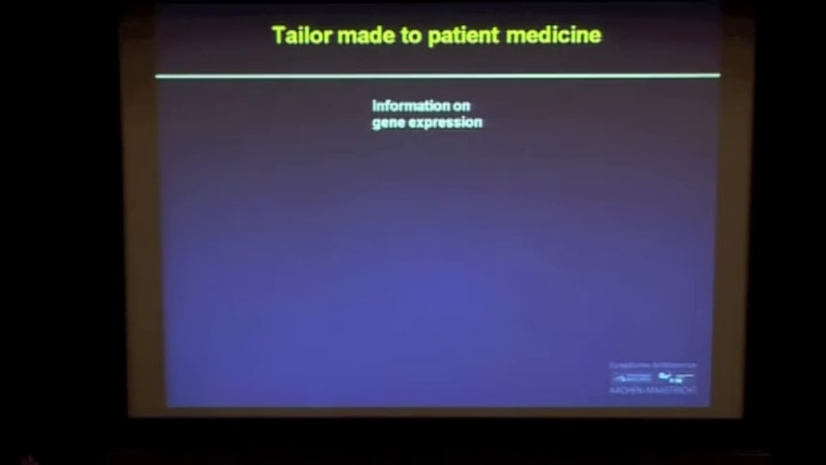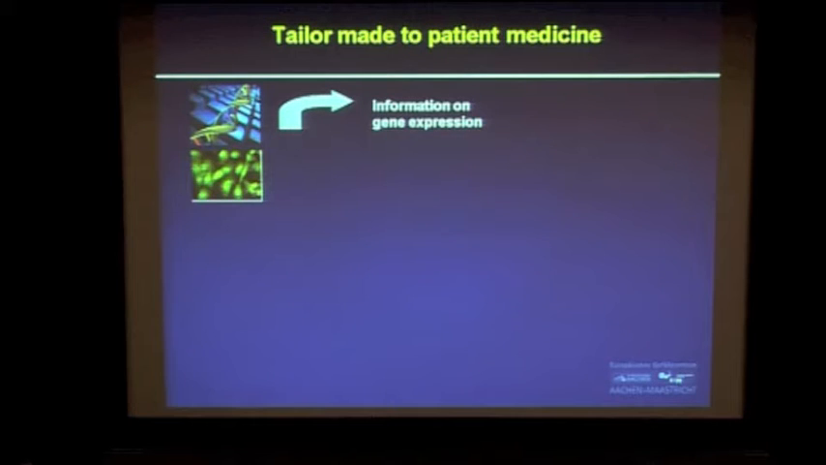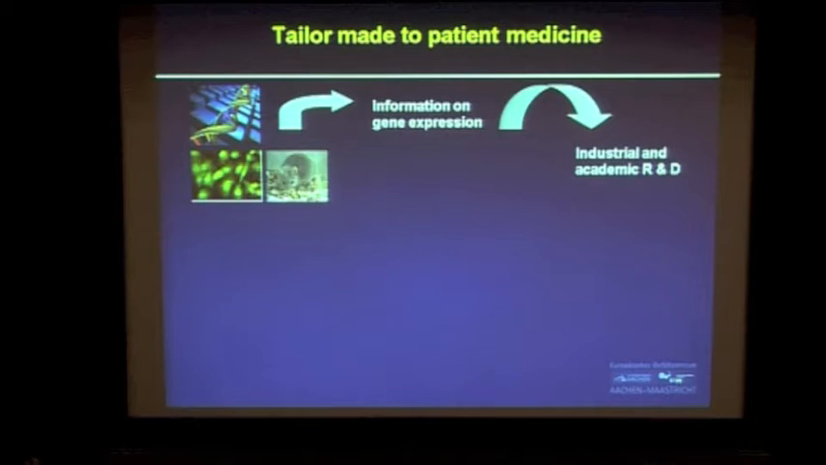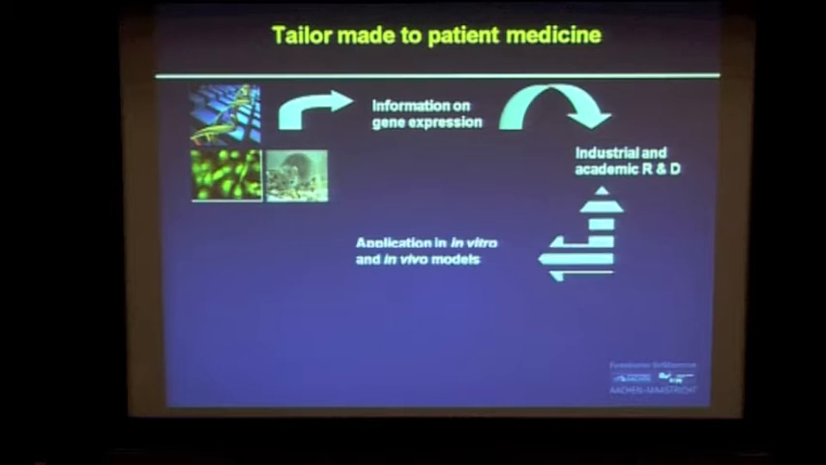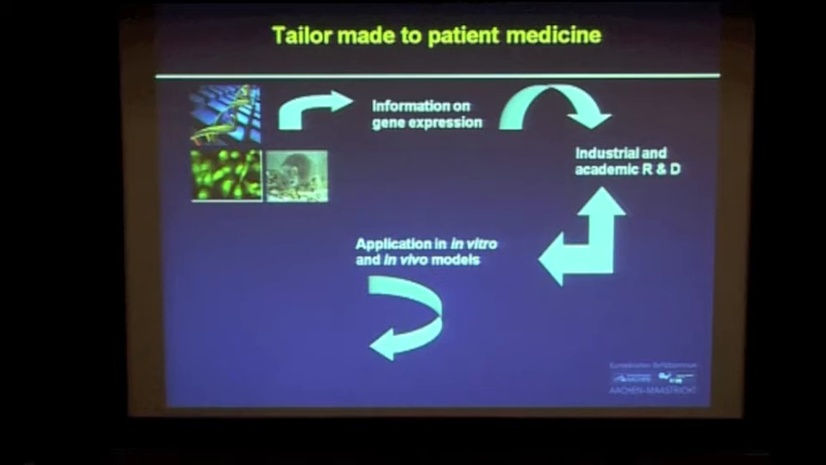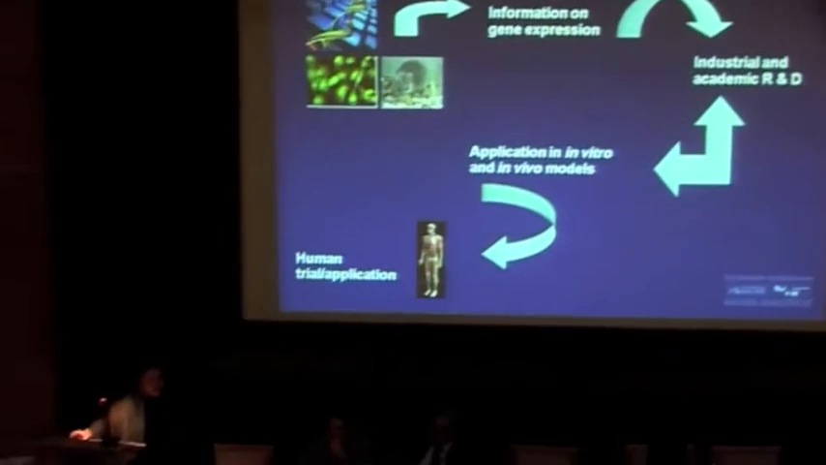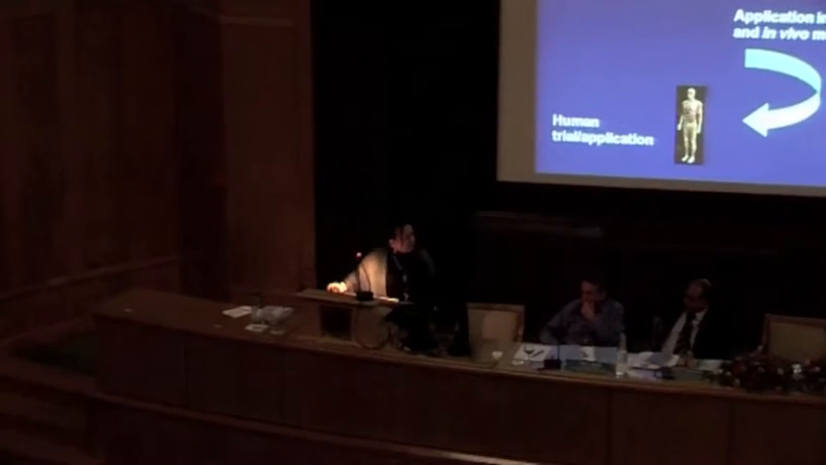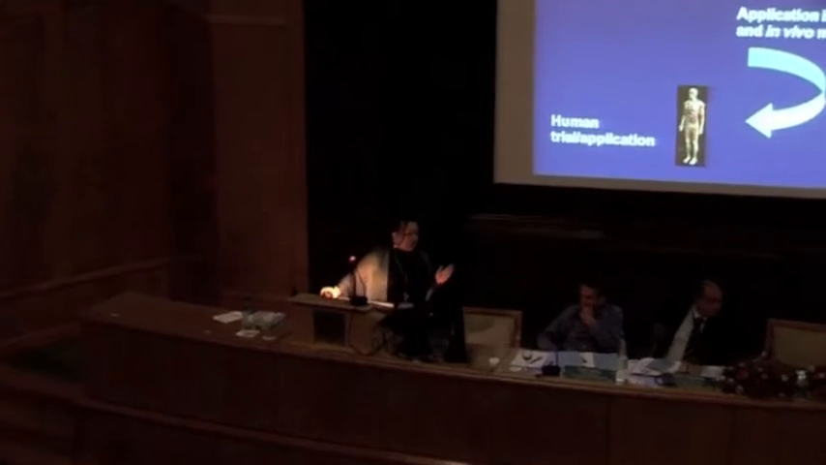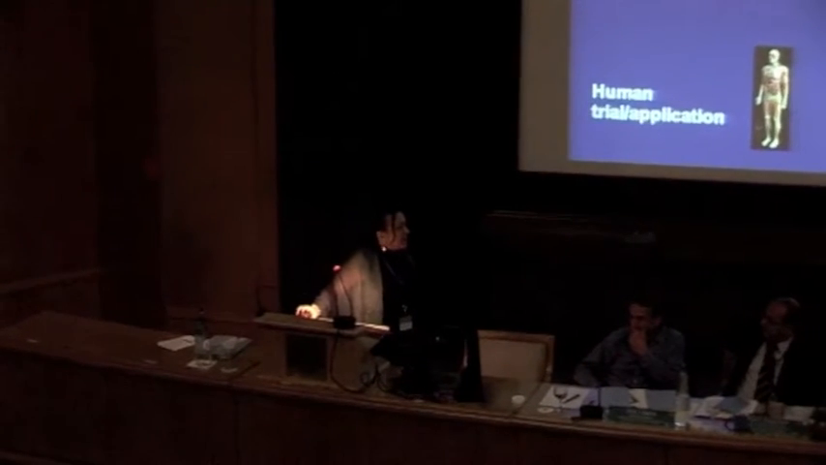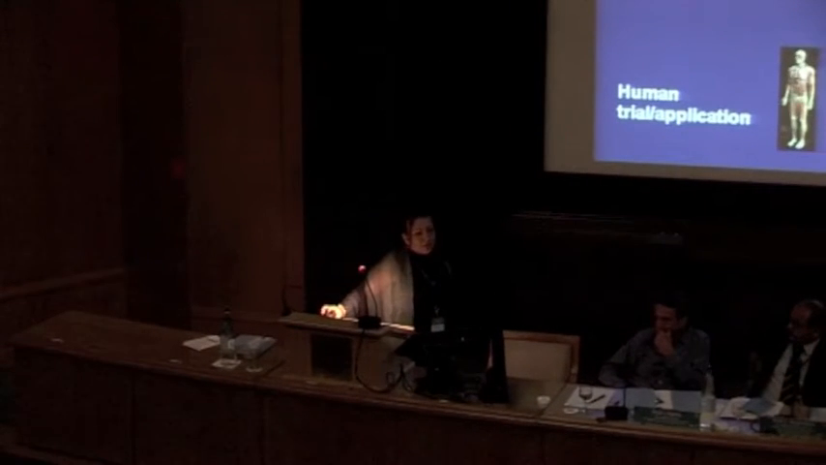So, tailor-made to patients' medicine, we extract information from bioinformatics, from cell culture studies, and from mouse studies, mutants. And then comes the industrial and the academic research and development, and the application in vitro and in vivo models. After that, the WHO tells us, depending on our results, whether we are allowed on trial or application to humans. And there I come to the responsibility part that Inez has so much emphasized, which I absolutely agree with.